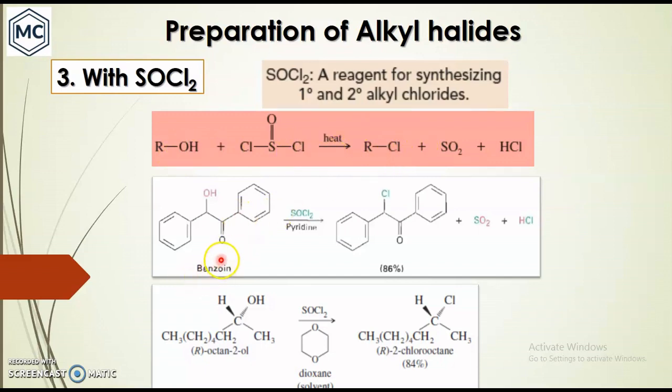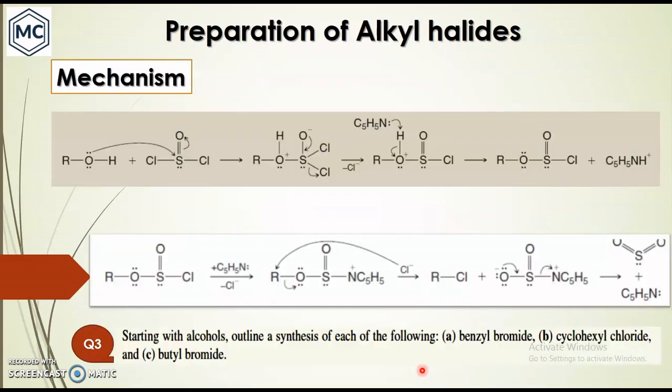And one example is benzoin with thionyl chloride. You get this product with 86% yield. And R-octanol, here OH gets substituted. It forms the 2-chlorooctane with excellent yield. Now let us discuss the mechanism of this formation of alkyl halide.